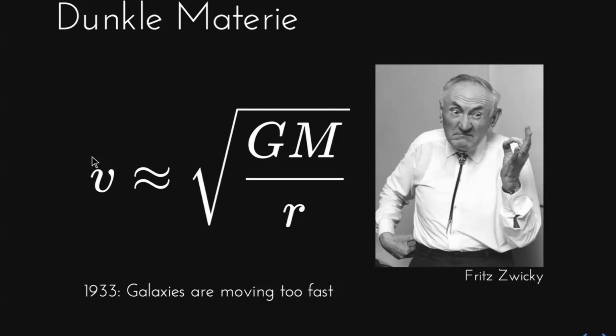So basically what he said was he saw these velocities were much larger than they had to be, and he said there has to be a lot more matter in these clusters than we're seeing in light in order to explain the velocities of these stars. And because he was Swiss, he called it Dunkelmaterie, which is just dark matter in Swiss German.